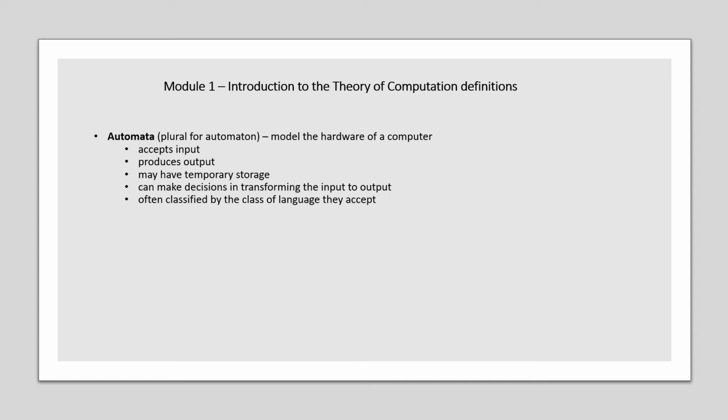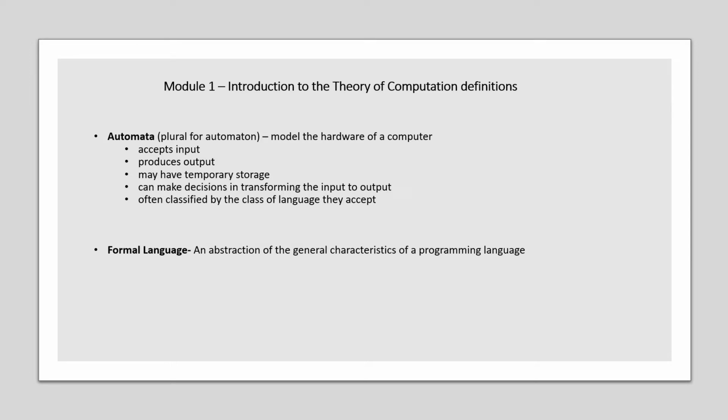What does an automata do? Well, we're going to be using state diagrams to draw automata. They accept input, they produce output, they could potentially have temporary storage, and they make decisions about transforming the input to the output. In automata, there are transducers and there are acceptors. In the beginning, we will just be using acceptors. That means they either accept or do not accept, but transducers can also produce and transform the output.